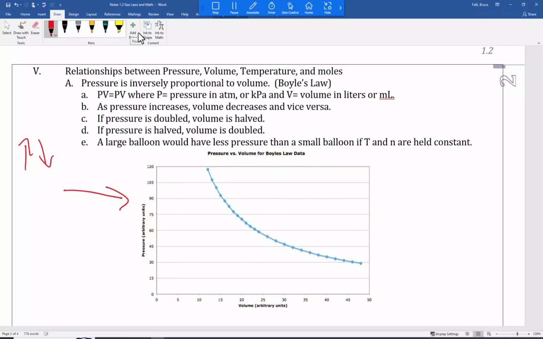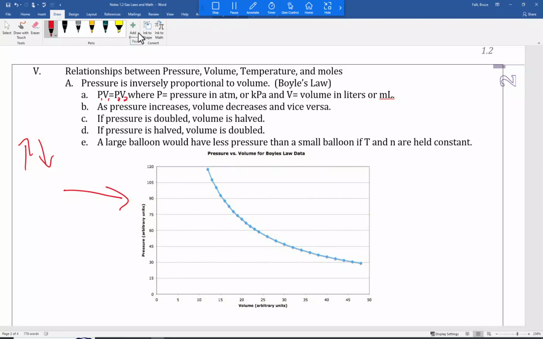And remember, laws, believe it or not, in science class are always equations. So this law is P1V1 equals P2V2. The 1 means at time 1, beginning, and the 2 means at time 2. Pressure is in atmospheres or kilopascals and volume in liters or milliliters, but they have to be the same. If it's milliliters on the left, it's got to be milliliters on the right.